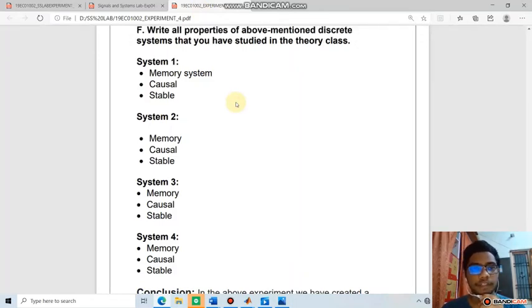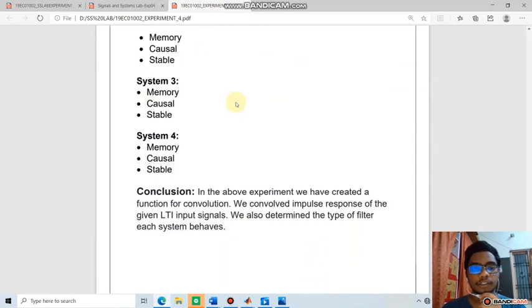Now in the final part, we are asked to write the properties of the above mentioned systems. If we observe, we can say that all the four systems are memory systems, causal systems and stable systems. Finally, in conclusion, in this experiment, we have created a function for convolution, and then we convolved the impulse responses with the given input signals, and also we determined the type of filter each system behaves as. Thanking you.